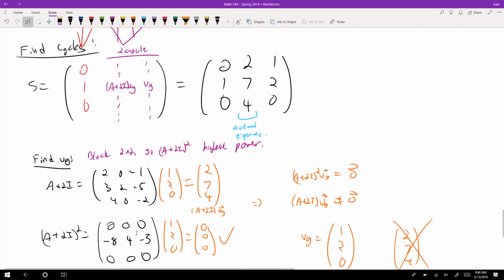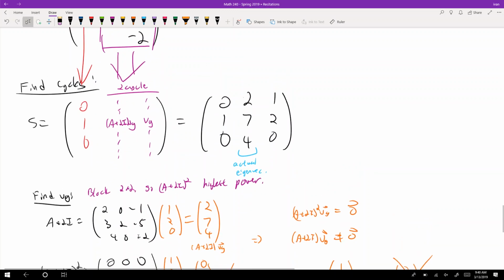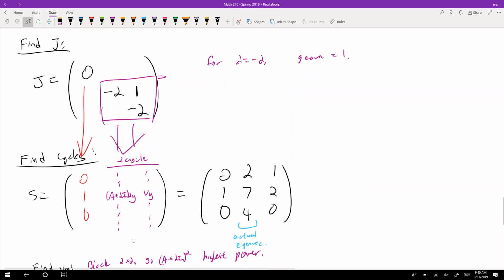Any questions? Yeah. Is the rest of the J matrix like 0? Yeah, everything else is 0. It's like the D matrix. We really care about the blocks on the diagonal, essentially. So yeah, everything else is 0 there.